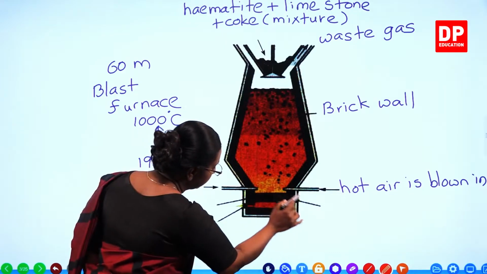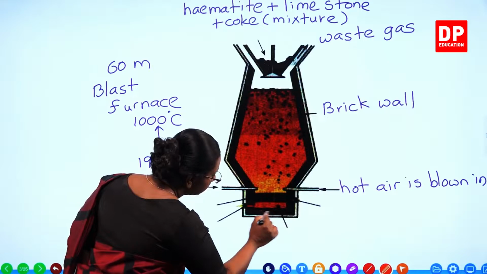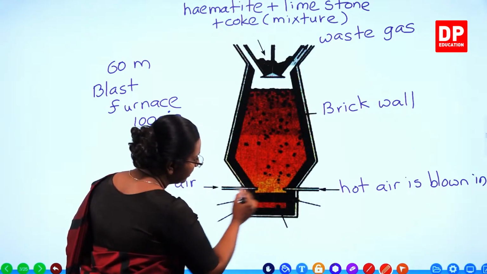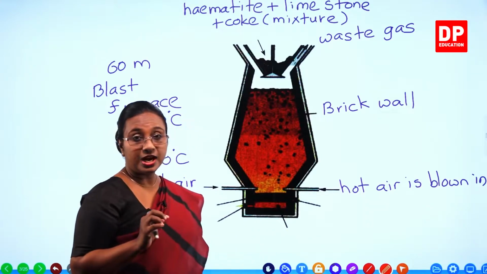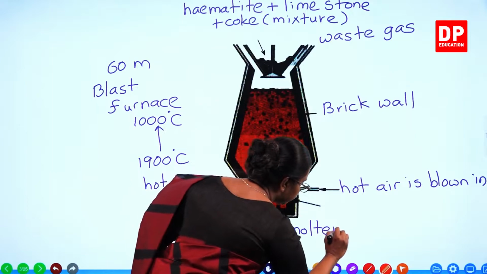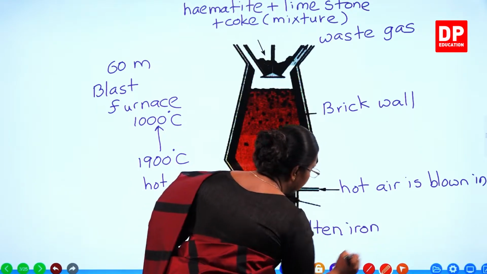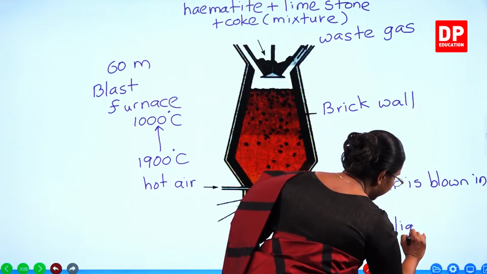Then you can see here, students, this part. Now this dark orange color or reddish color, that substance shown in reddish color is the molten iron. Molten iron or liquid iron. So here we can also say liquid iron.